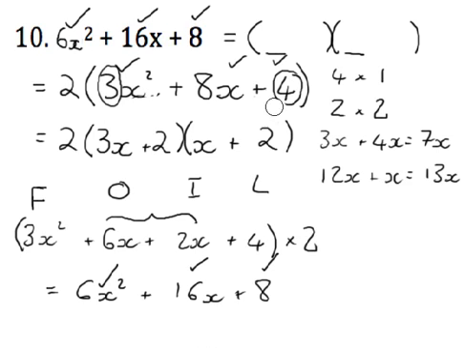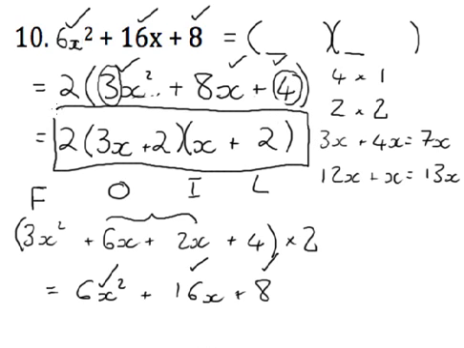The factored form of this polynomial is 2 times 3x plus 2 times x plus 2, and that is my answer.